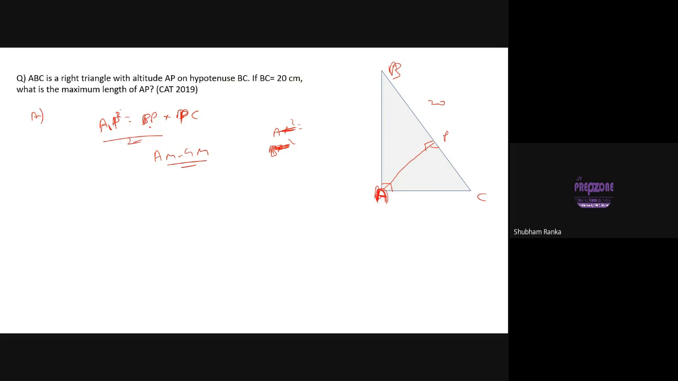So if we apply the AM-GM here, basically BP plus PC by 2 should be greater than or equal to the geometric mean, which is the root of BP into PC. BP plus PC I know is 20, so this will be 10. BP into PC is AP square, so the root will be AP. So AP should be less than or equal to 10, so AP max is 10. That's it. Over.